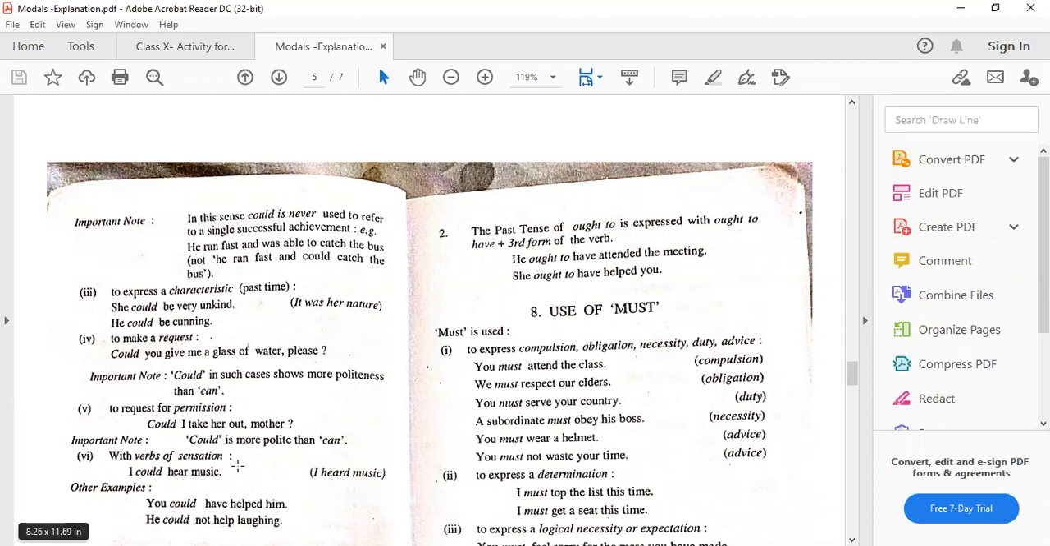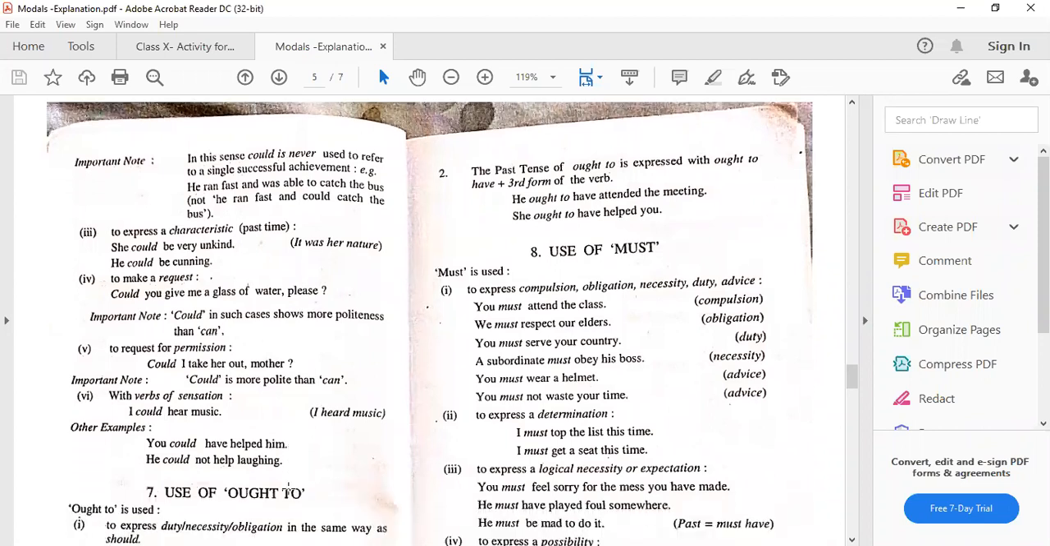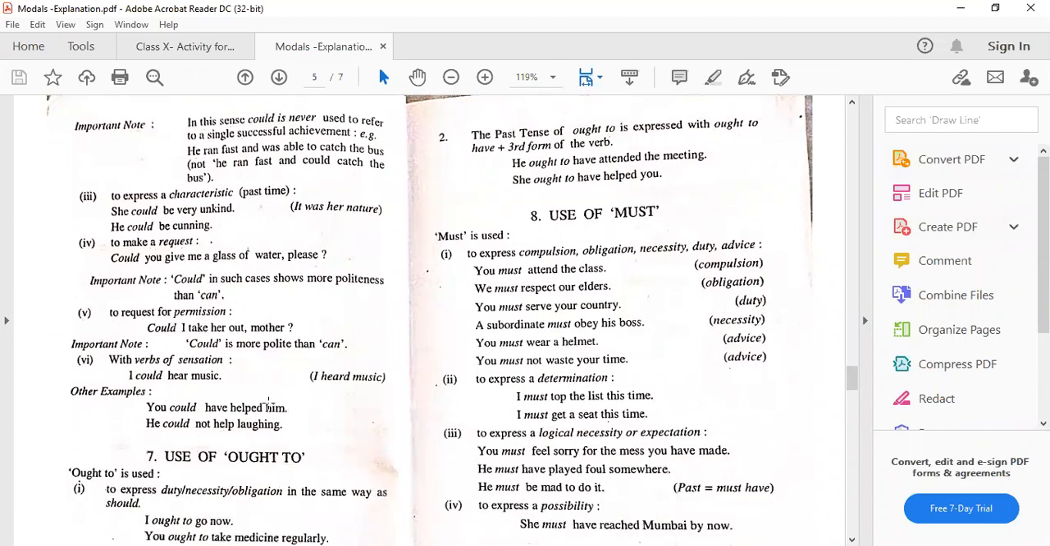With verbs of sensation, same as we did with can, to show the past ability. In the sensations, I could hear music. You could have helped him. These sentences also refer to the past because we are using have plus third form. He could not help laughing. Coming to the use of ought to.